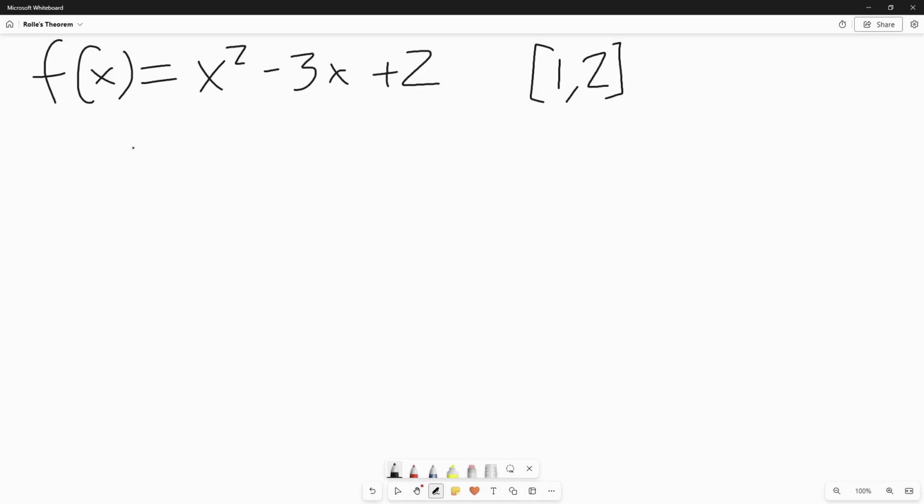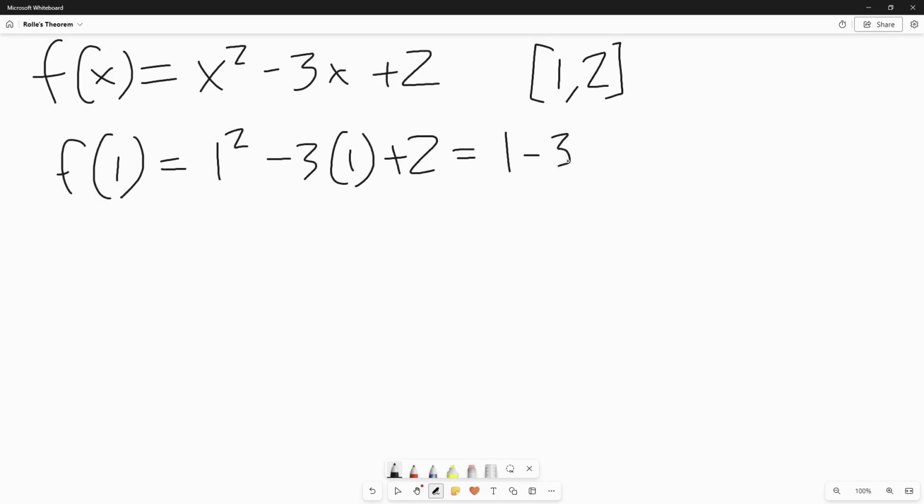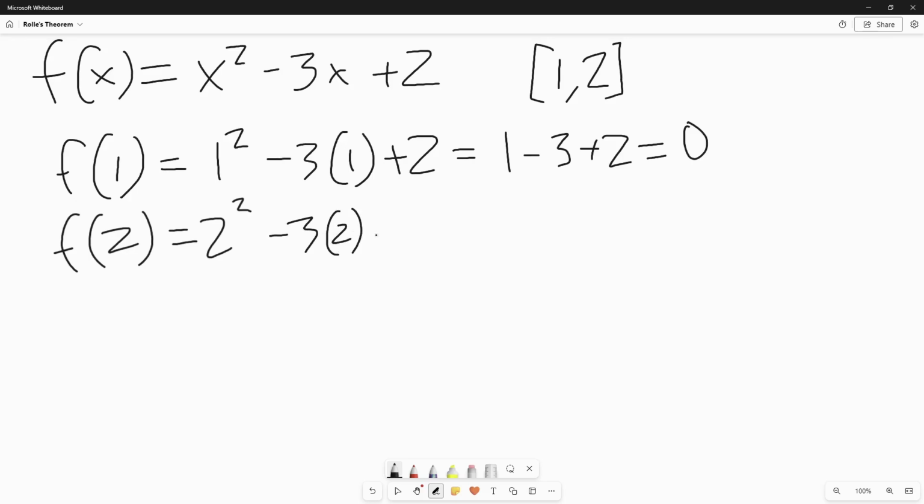So first, let's see what f of 1 is. f of 1 is equal to 1 squared minus 3 times 1 plus 2, which is 1 minus 3 plus 2, and that's just equal to 0. And now let's try f of 2. This is 2 squared minus 3 times 2 plus 2, which is 4 minus 6 plus 2, which is equal to 0. And as you can see, f of 1 is equal to f of 2. They're both 0, so we can apply Rolle's theorem now.